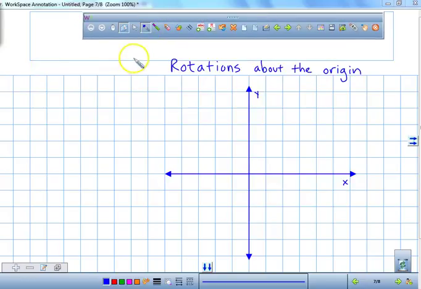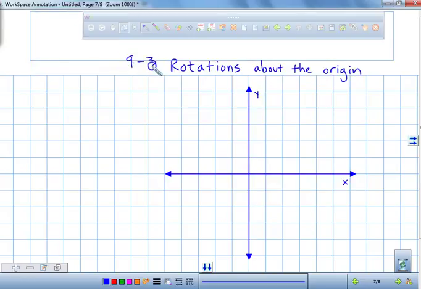We are continuing with rotations. Today I want you to talk about quickly rotations about the origin. The origin meaning, what if your point is rotated around just 0, 0? You do not have to use a compass or a protractor if all of your rotations are happening around 0, 0. So there's 3 different rotations we're going to talk about.